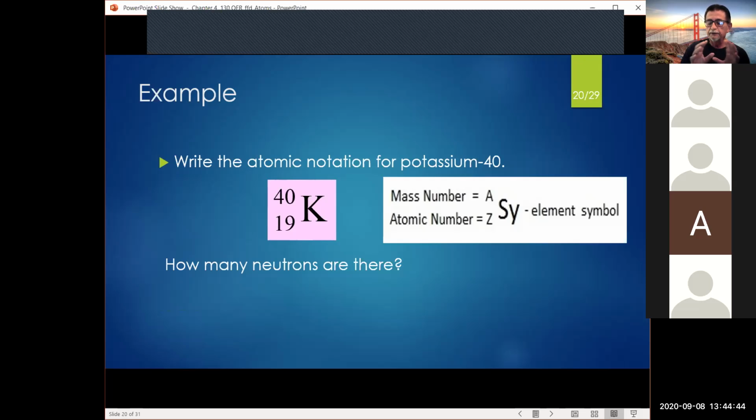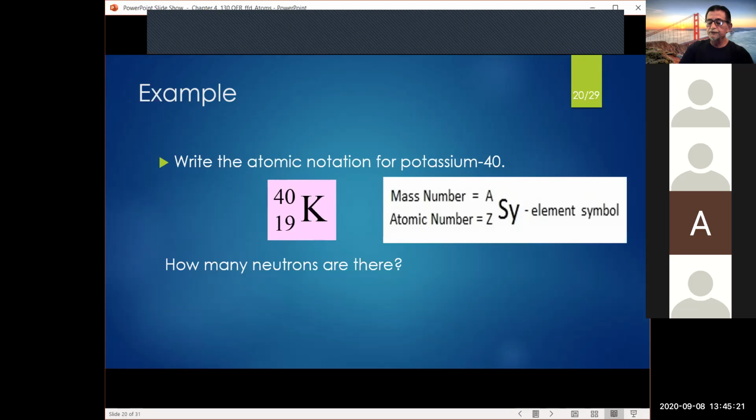But how do we write it in atomic notation? We put K, we've got to find out the symbol for potassium, which is K. And then they give us the mass number, which is 40, because it's hyphen 40. And we place that in the upper left superscript. And then the atomic number comes from the periodic table. So we just go to the periodic table, look up the number, that's 19. So the atomic notation for potassium 40 is just like it's written there.